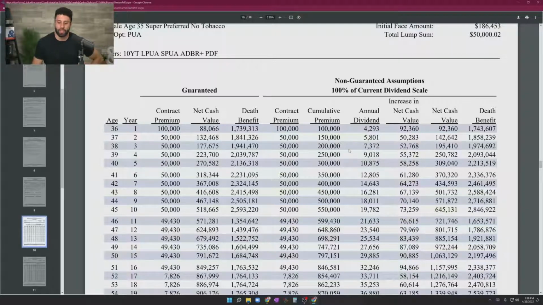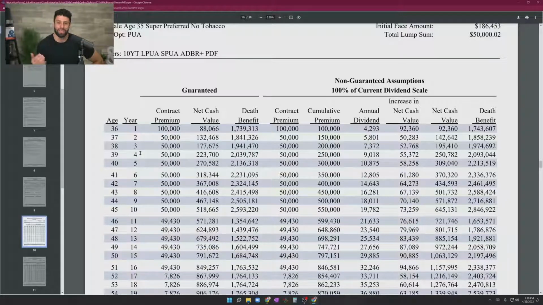So you'll see here, it produces almost 93% liquidity after year 1. And from a break-even standpoint, we'll see here $250,000 has been put into the contract. At $250,782, we officially have more net cash value in this column than the amount of money we put in, the cumulative premium of $250,000. This happens at year 4.